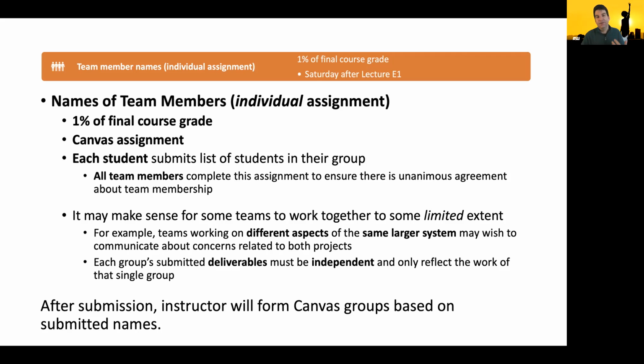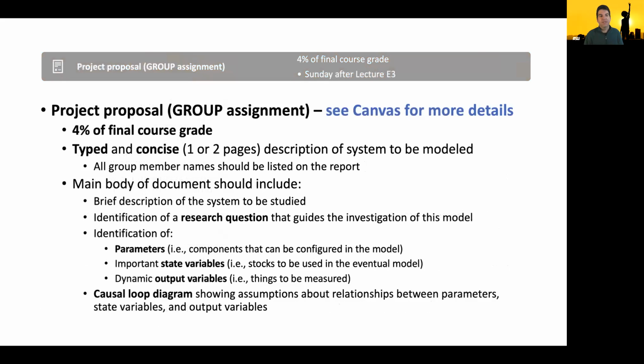After you submit that, your instructor will form formal Canvas groups, and most of the rest of the next assignments will be group assignments. So the first group assignment is going to be a proposal assignment, and it's due the Sunday after lecture E3, which is about a week and a half after you submit the names of members in your team. The project proposal is 1 or 2 pages. It's concise, so it can be short. See Canvas for more details.